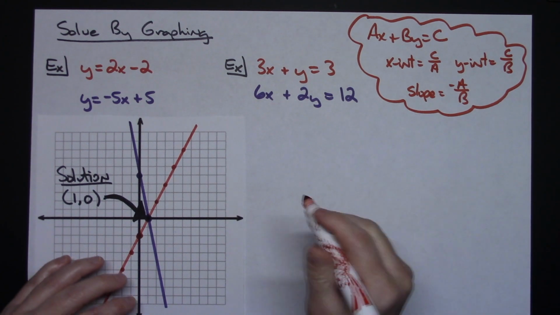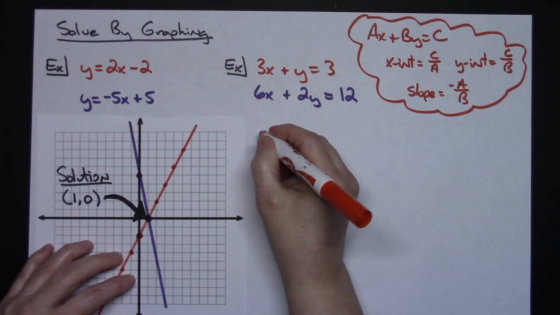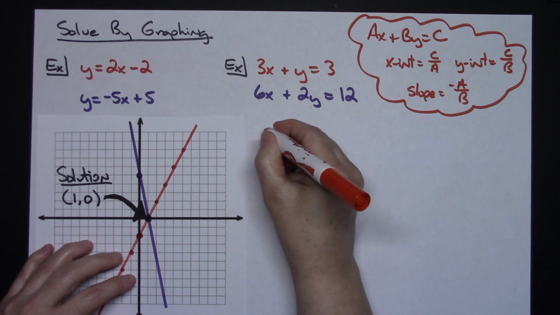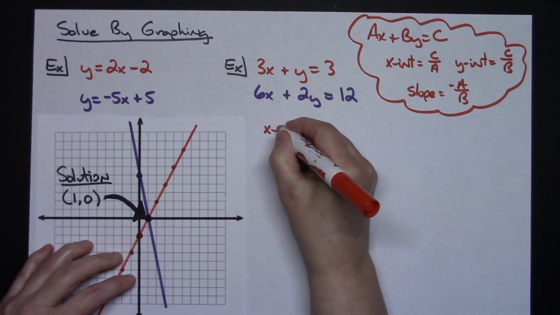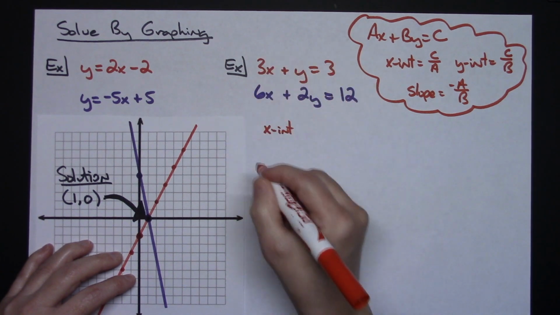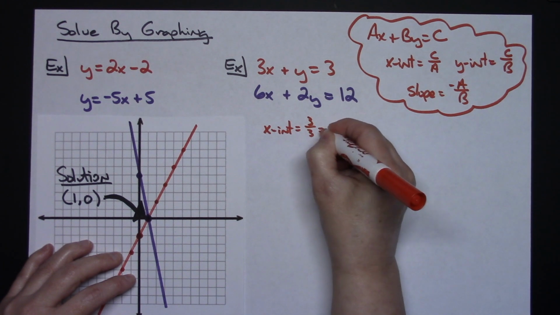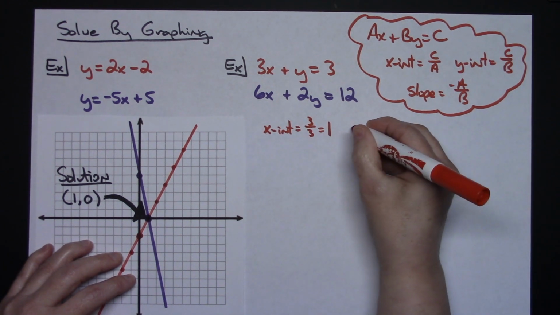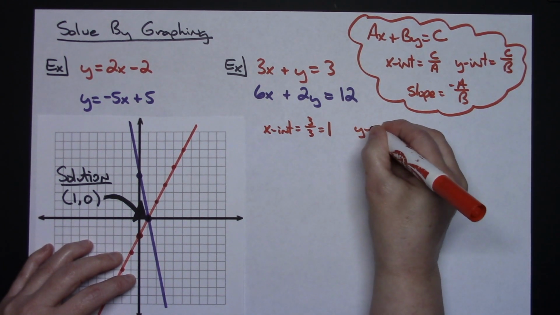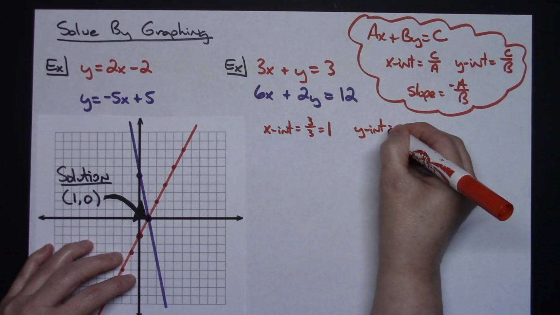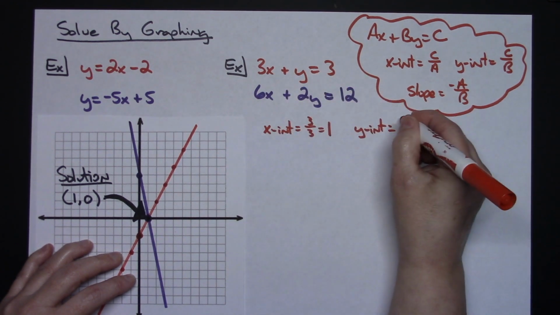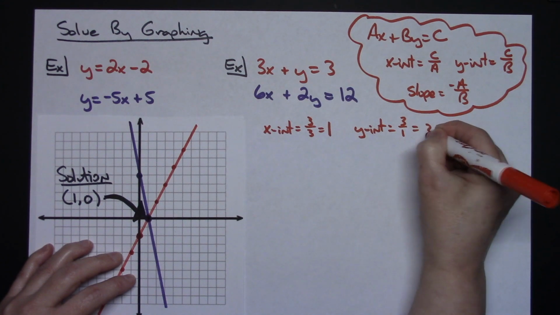Okay, so what I would do with this is, on the red line, I would find my x and y intercepts and use those 2 points to graph the equation. So the x-intercept for the red line is going to be c over a, which is 3 over 3, which is 1. And the y-intercept of the red line is going to be c over b, which is 3 over 1, which is 3.